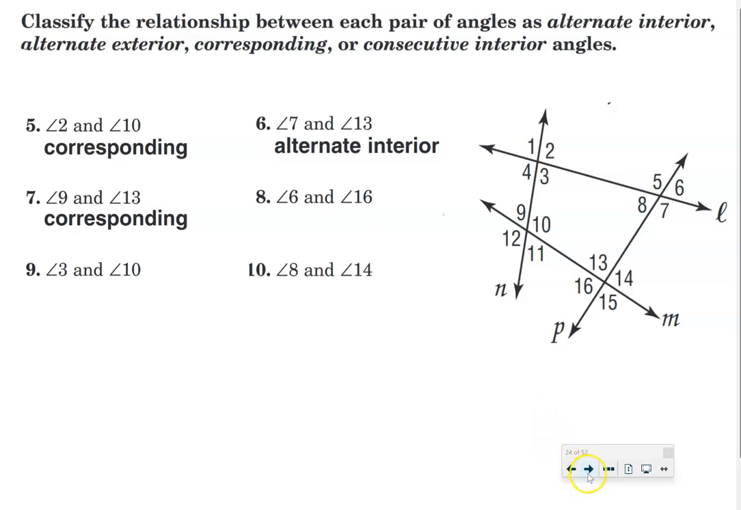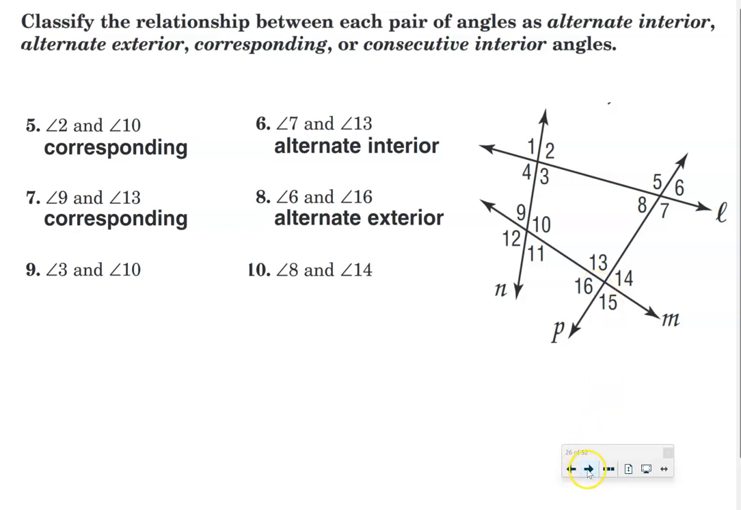All right, let's take a look at 6 and 16. All right, that's going to be alternate exterior.